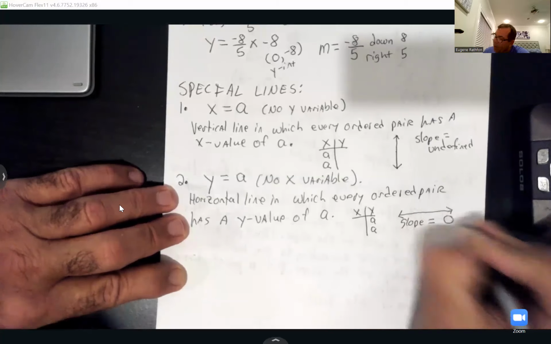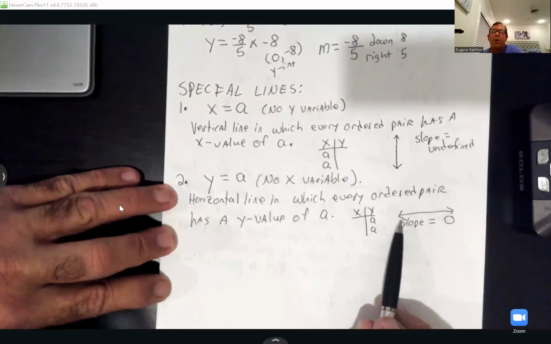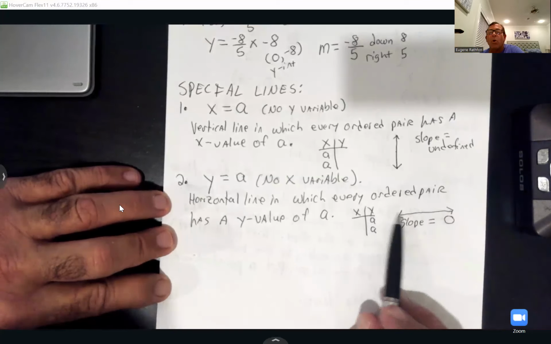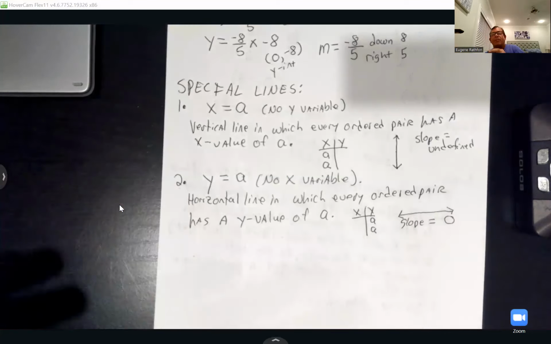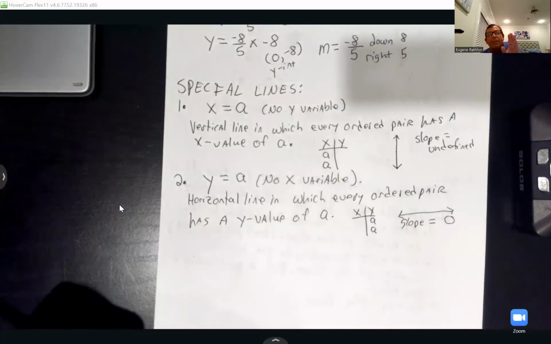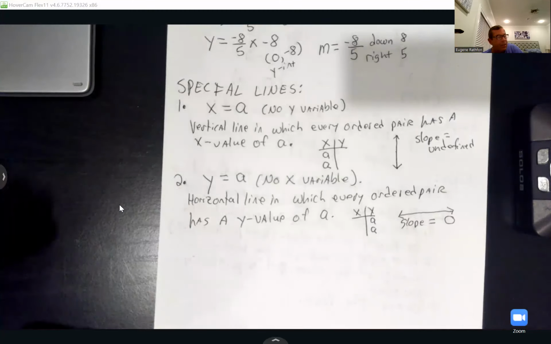is 0. So when you're walking on the floor of a building, it's horizontal like this, and it has a slope of 0. If you start going uphill, you start going up a positive slope. If you go downhill, you start having a negative slope.